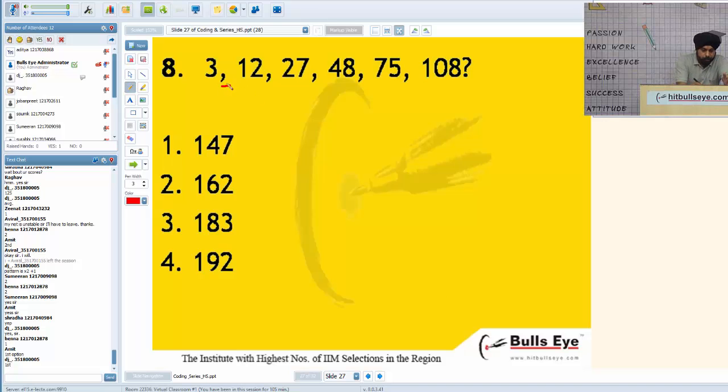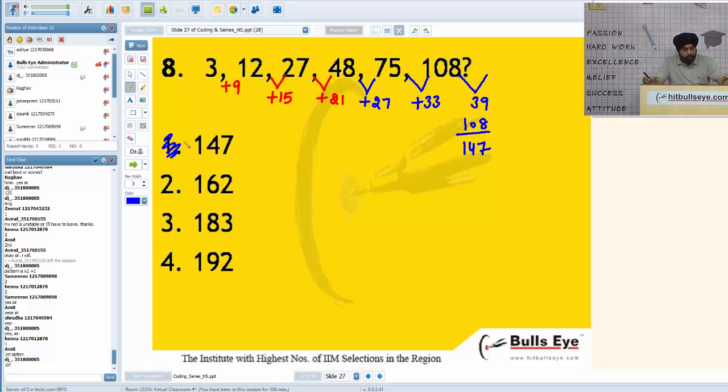As you can see in the first question, it is plus 9. Then it is plus 15. Then it is plus 21. Can you see some pattern? Then it is plus 27. Then it is plus 33. So you all can see the difference is increasing by 3 every time. You need to add 39 and 108 to get the answer as 147. I hope this is clear.